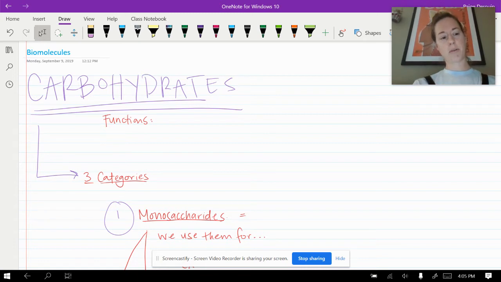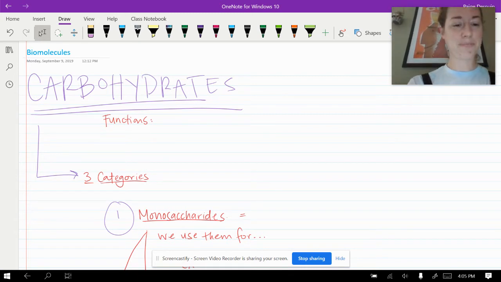They're going to be really important for the lab that we're doing this week, but they're also just my favorite because they're delicious. So we'll start with that one.